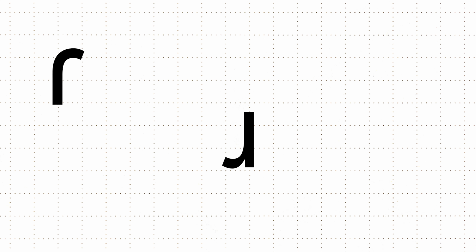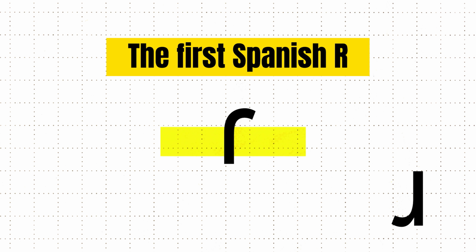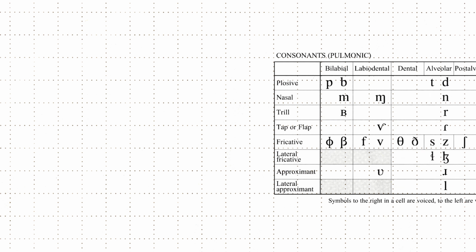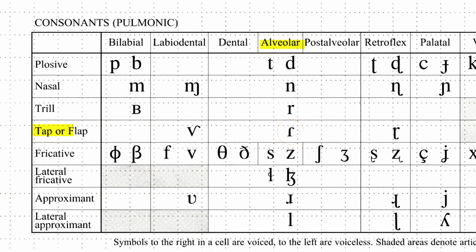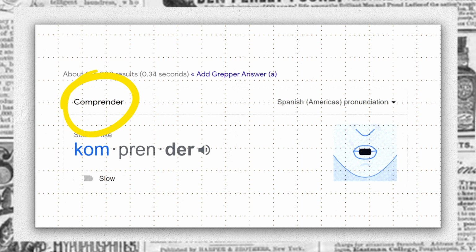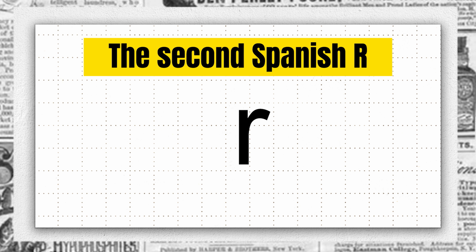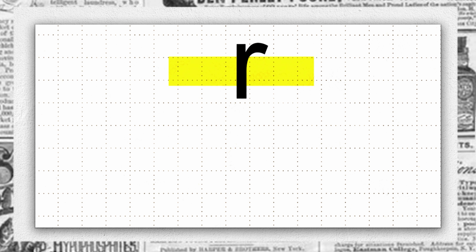The first Spanish R looks like this and sounds like this. Let's contrast this sound with the English sound. This Spanish R is called the alveolar tap or the alveolar flap, and you encounter this sound in words like tener, comprender, mejor, saber.